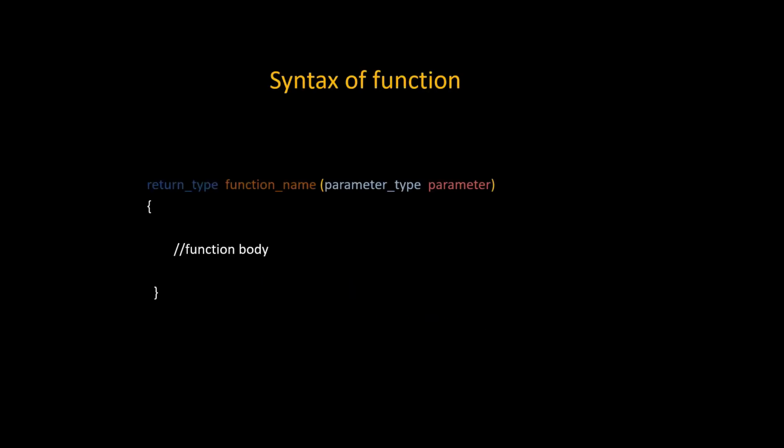Now this is the syntax of the function. First we have to write the return type and then the function name, and then within the first bracket we have to write the first parameter type and then the parameter. Now within the curly brackets I have to write the body of the function.